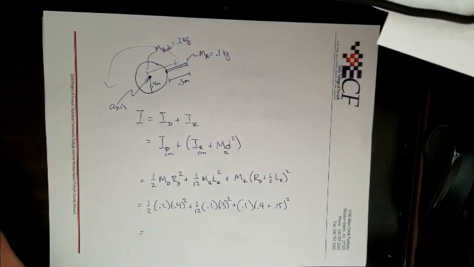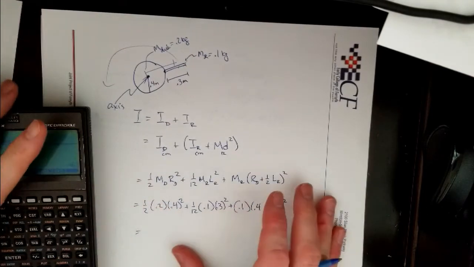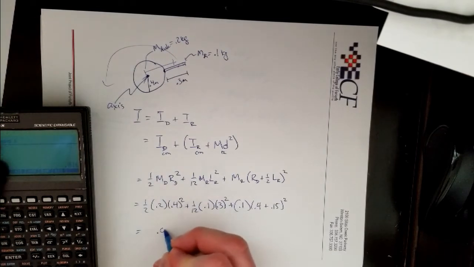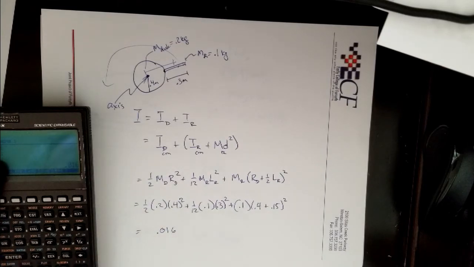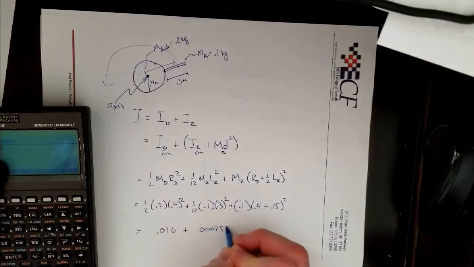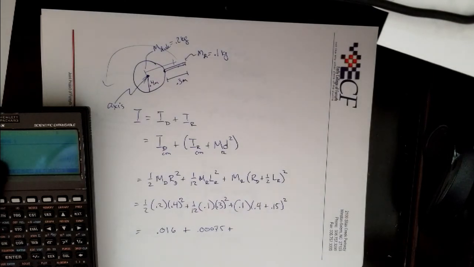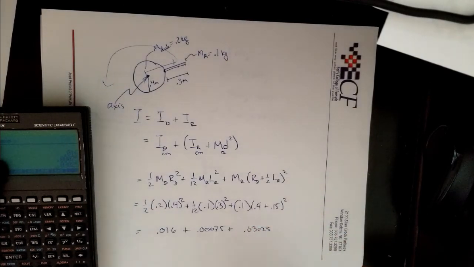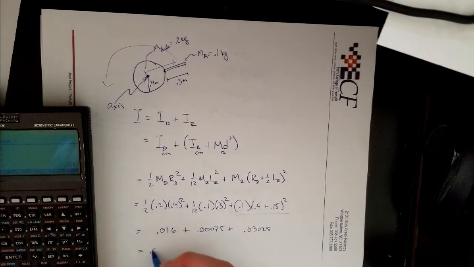And pulling out the trusted calculator, we end up with, so 0.5 times 0.2 times 0.16, so this is 0.016. Then 12 reciprocal, times 0.1 times 0.09, 0.00075, plus 0.1 times 0.55 squared, which is 0.03025. So notice that the biggest contribution is this piece right here. If I add them together, I get 0.047.